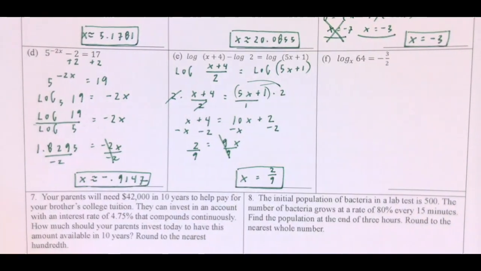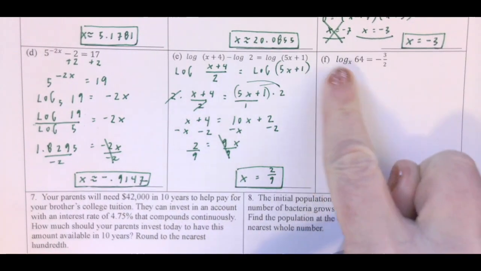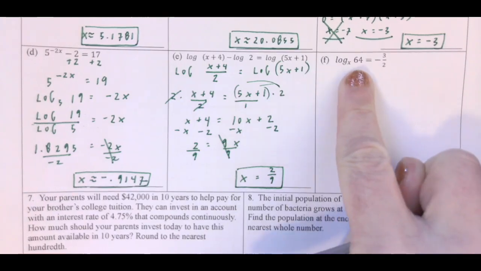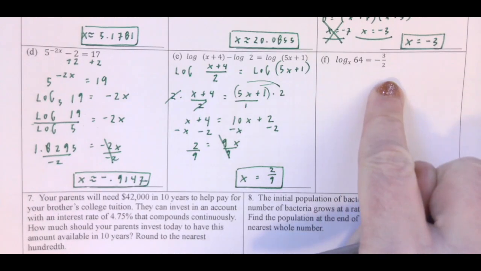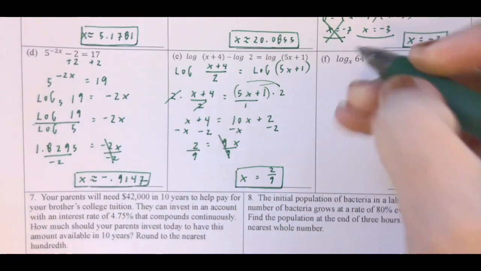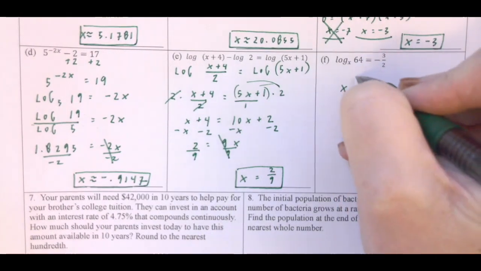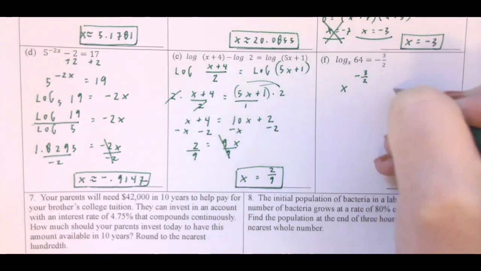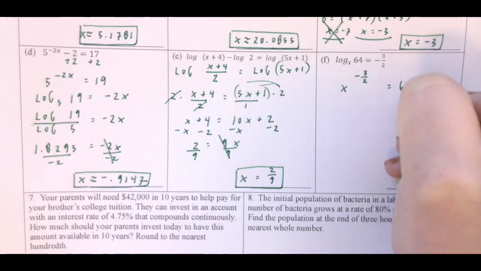All right, last problem here. I see log base x of 64 equals -3/2. Okay, switch to exponential form. x to the -3/2 power equals 64.